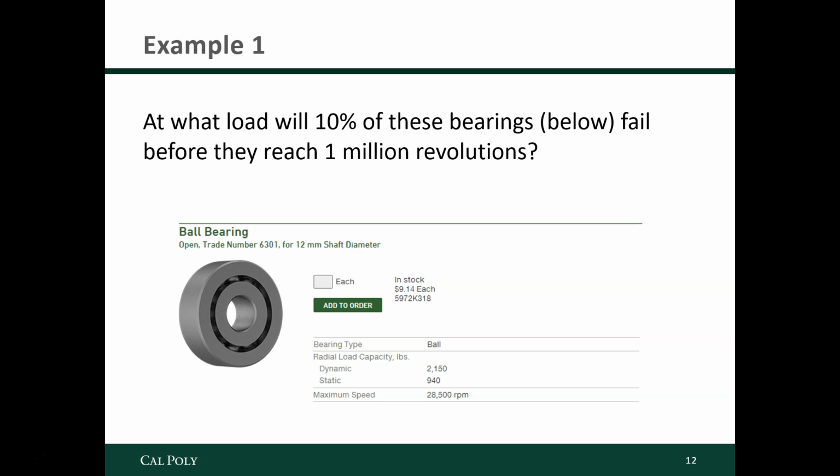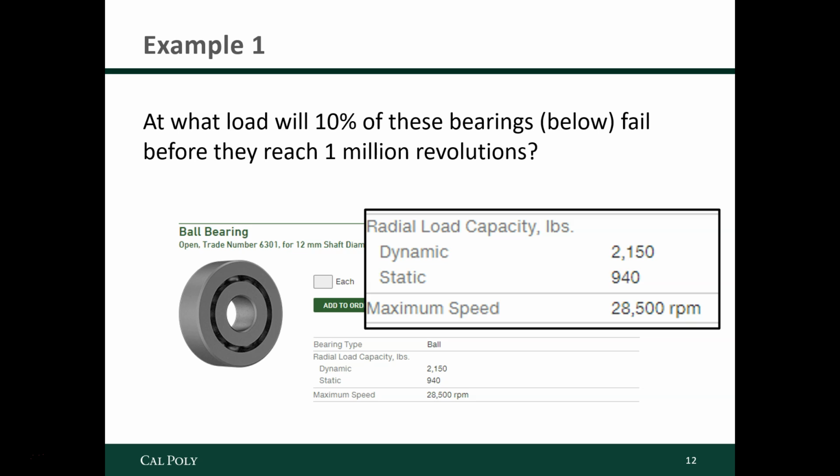We have this bearing from McMaster-Carr. At what load will 10% of these bearings fail before they reach 1 million revolutions? So let's zoom in on this information here. This one's really easy. 10%, we already know that that's a special number for us. 1 million revolutions, that's our L10 life. So whatever this dynamic load rating is, that is the load at which 10% of the bearings fail before they reach 1 million revolutions, by definition. So by definition, 2,150 pounds is our answer to this question.